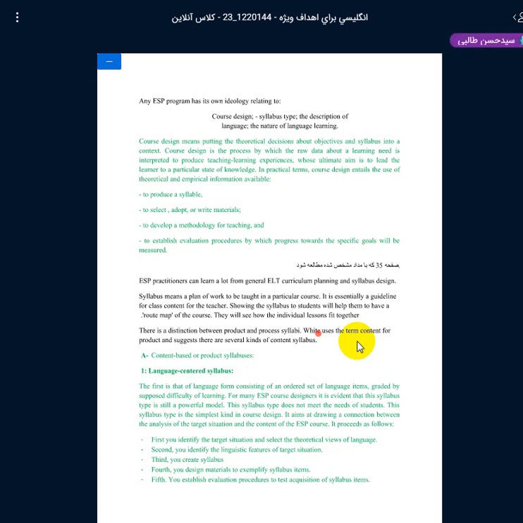It goes through different stages and it is very orderly. The first stage, you identify the target situation and you have your theoretical views of language, which is structured. And then you identify the linguistic features of the target situation. Then you create a syllabus. You then prepare the materials and you decide about the evaluation procedures. So it is a step-by-step process in order to develop and design this type of syllabus, which is called language-centered syllabus.